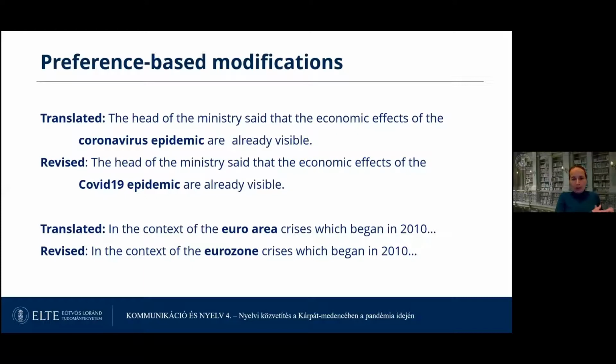I'd like to bring a couple of examples of preference-based modifications. In these two examples, synonyms were introduced in the revised version of the text. They did not improve the text. They did not modify the text in a negative way, but were unnecessary to introduce. Coronavirus epidemic and COVID-19 epidemic are synonymous. Also, Euro area and Eurozone are synonymous expressions.